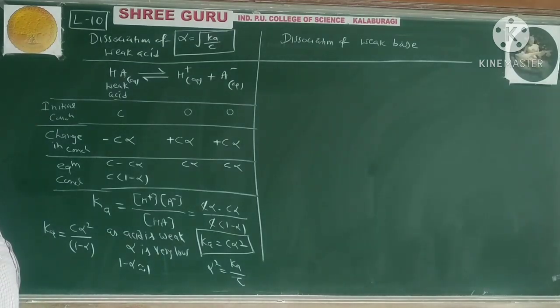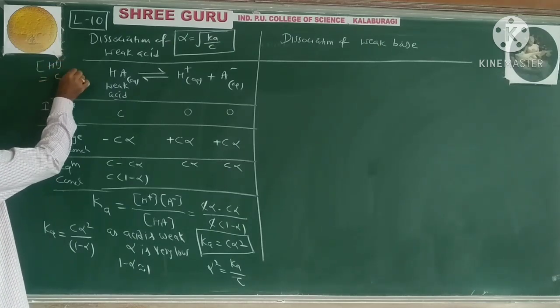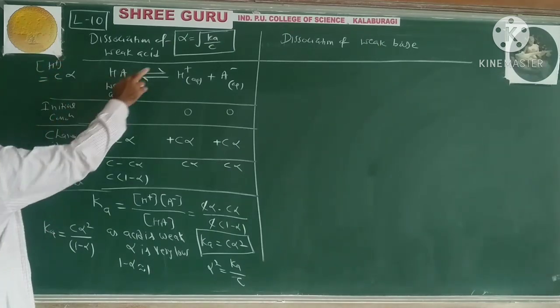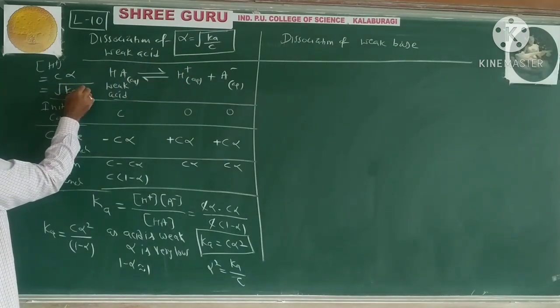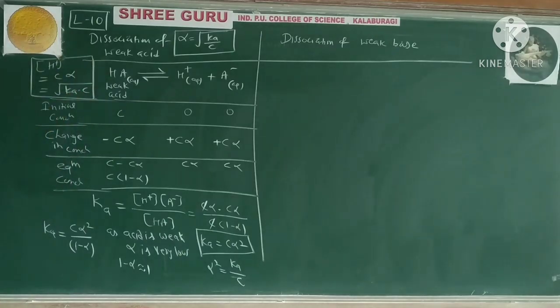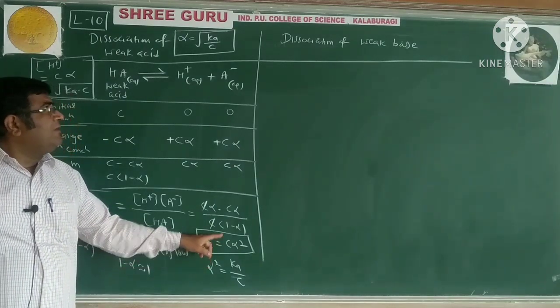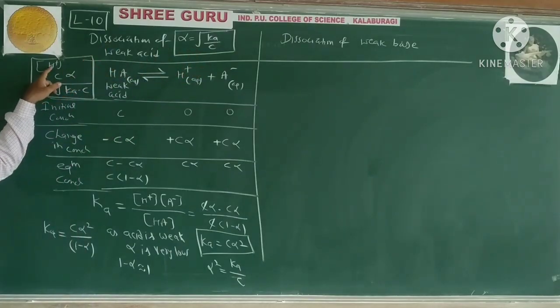And the third point we want to make here is H plus ion concentration is equal to C into alpha. Alpha is square root of Ka by C, so that equals square root of Ka into C. So these three results: Ka equals C alpha square, alpha is equal to square root of Ka by C, where C is the molar concentration, and H plus ion concentration is equal to square root of Ka into C.